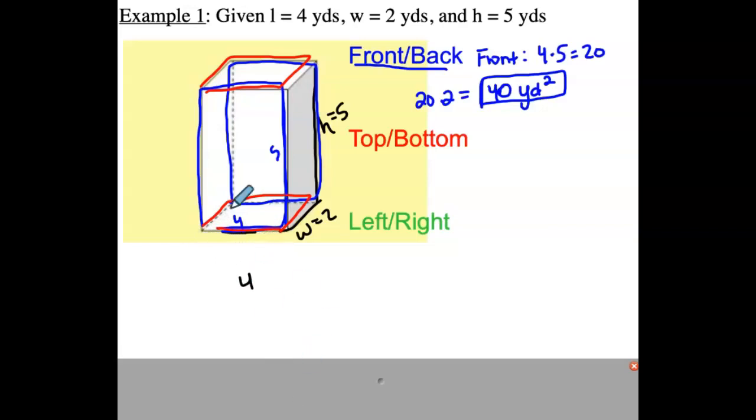So on the bottom, if we've got this distance here again is 4. Now we're looking for this distance. Well, that's our width, which is 2. So that top and bottom rectangle are both 4 by 2, 4 yards by 2 yards. So that bottom rectangle is 4 times 2, which is 8 square yards. They're both the same though. Top and bottom are the same.